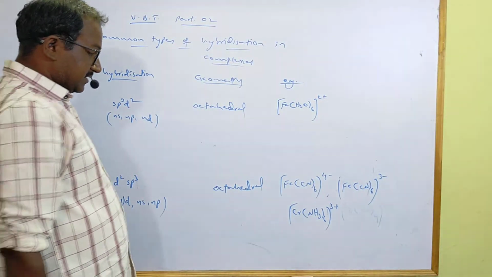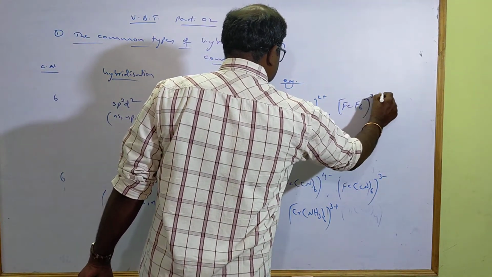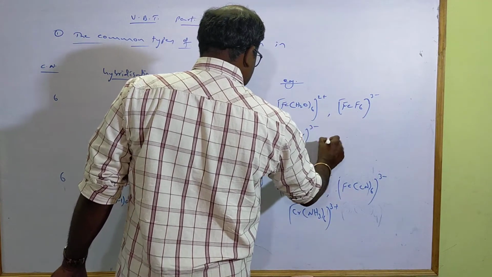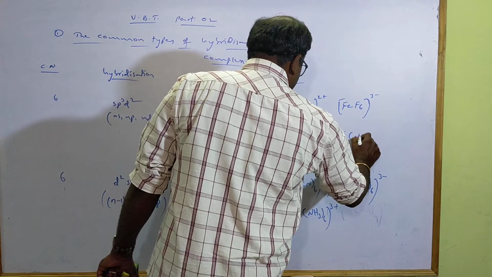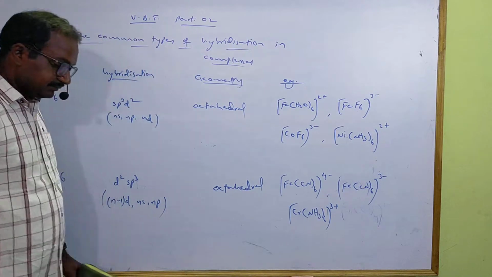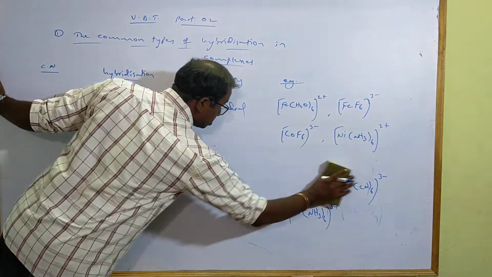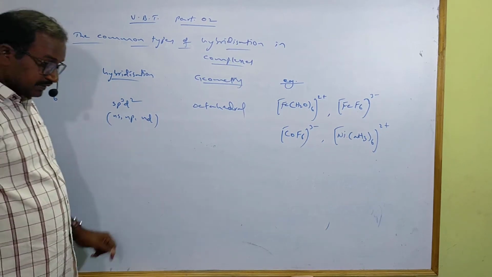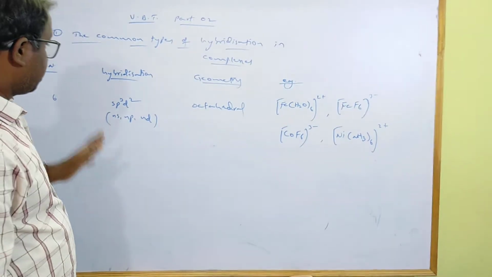Next, [FeF6]3-, [CoF6]3-, Ni, [Ni(NH3)6]2+, like this it will be there. These are the common types of hybridizations present in complex compounds according to valence bond theory. These are common types. So valence bond theory explains the hybridizations and all this.